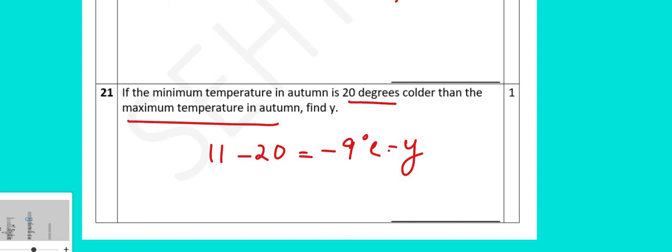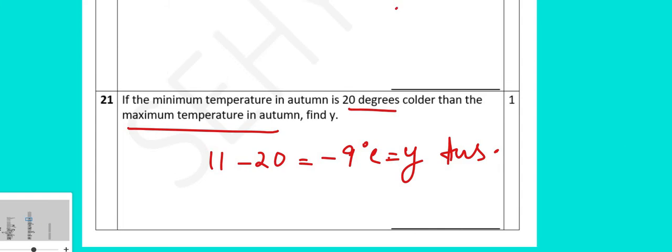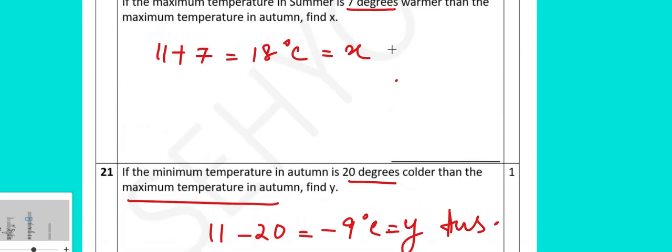This making it the answer for question number 21, which is minus 9 degrees Celsius, and the answer for question number 20, that is the value of X, it is 18 degrees Celsius.